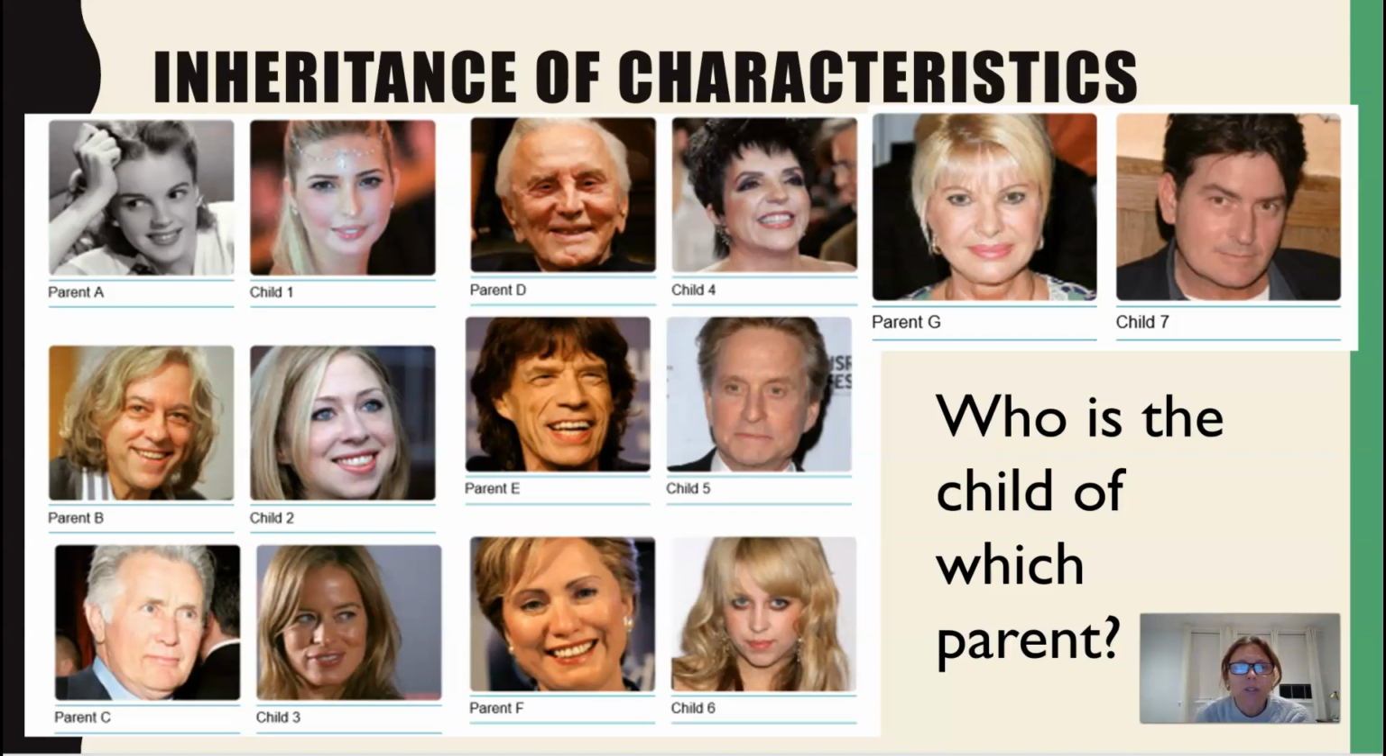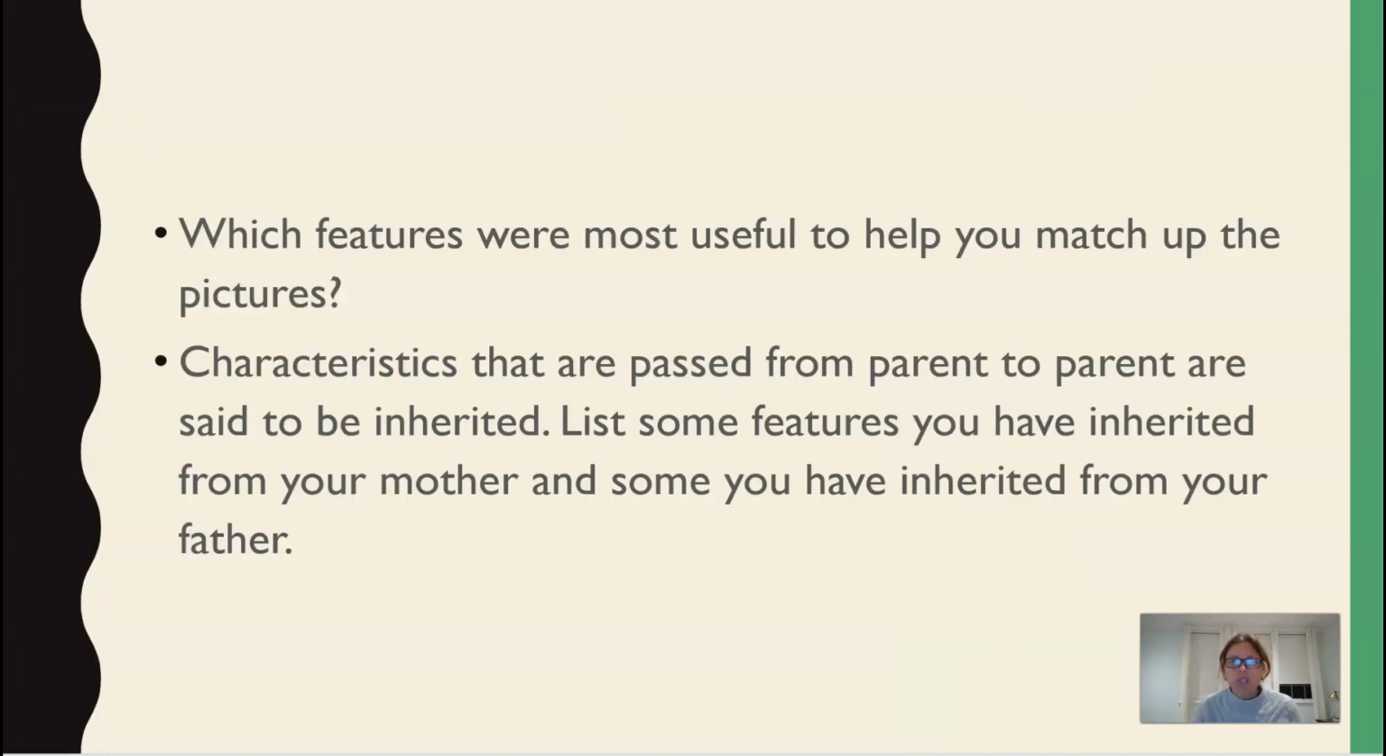So hopefully you went okay with that activity. So looking here, what sort of features are usually the ones that we use to help you match them up? So you might have used shape of nose, colour of their eyes, colour of their hair. You might use their lip shape, high cheekbones, any of those things. So as I've already asked you to do, you should have written down a list of features you might notice that may have come from your mother or your father.